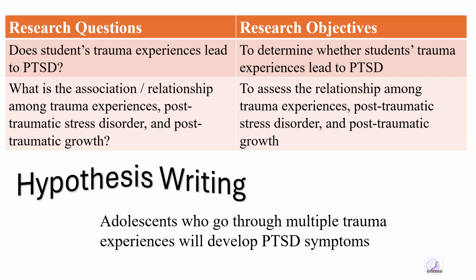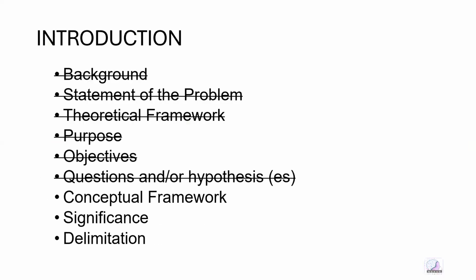Now, when we come to the hypothesis, we are stating adolescents who go through multiple trauma experiences, that's the independent variable, will develop PTSD symptoms. So for this hypothesis, we have made PTSD symptoms the dependent variable and made multiple trauma experiences the independent variable. So that is it with research objectives, research questions, and hypothesis testing.